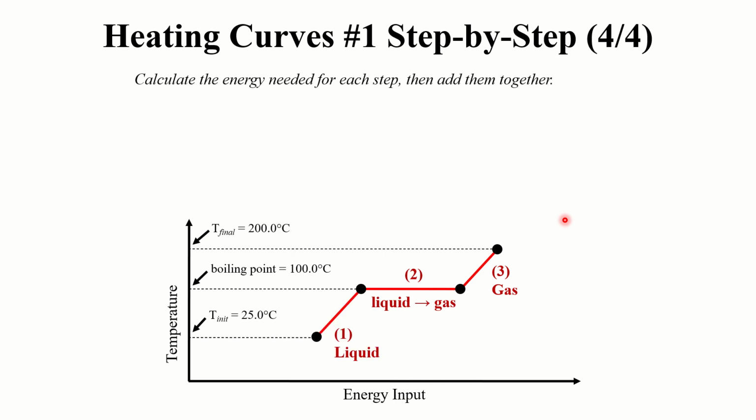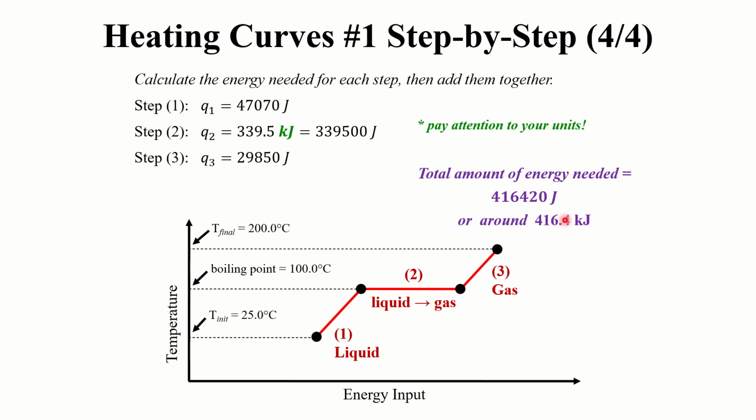Our last step is to simply add these three together. Step 1 gave us 47,070 joules. Step 2 gave us 339.5 kilojoules. I'm going to convert that to joules so it matches the units from steps 1 and 3. And then step 3, we had 29,850 joules. So add these three numbers together.